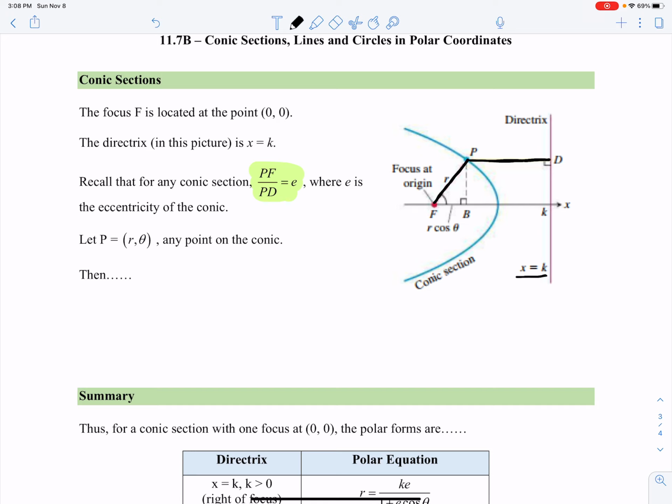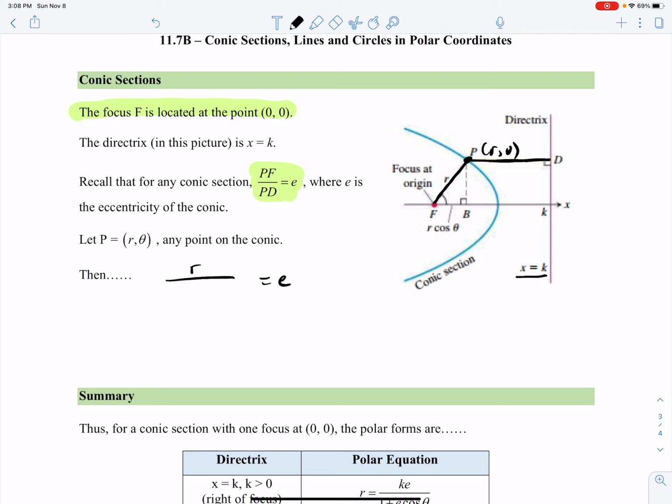So here's what we're going to say. The focus is always located at (0, 0). So that's going to be our new vantage point there, okay? So that means that if (r, θ) is a point on the conic, so I'm going to call P (r, θ), that means that PF is equal to r. So we have r over something equals e.